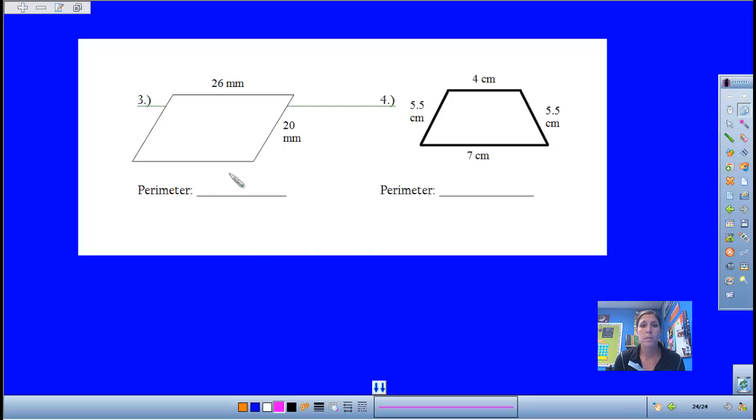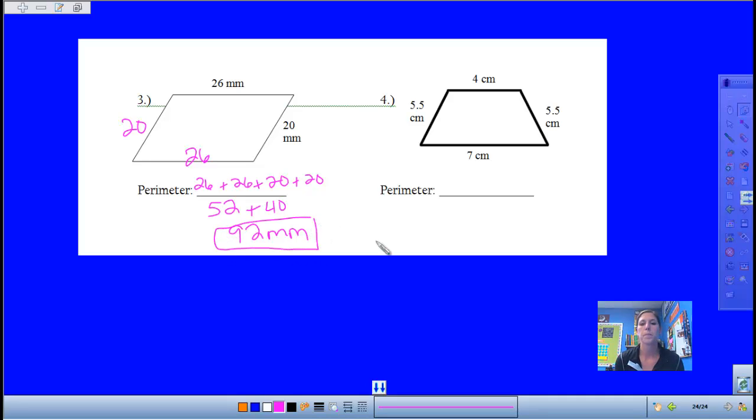Okay, the bottom two examples, number 3 and 4, again, we're going to find the perimeter, and this is a parallelogram. We're still going to add up all the sides around, so it'd be 26, 26, and 20 on both sides. So I would have 26 plus 26 plus 20 plus 20. So 26 and 26 would be 52. 20 and 20 would be 40, and I'd have a total of 92 millimeters for my perimeter.